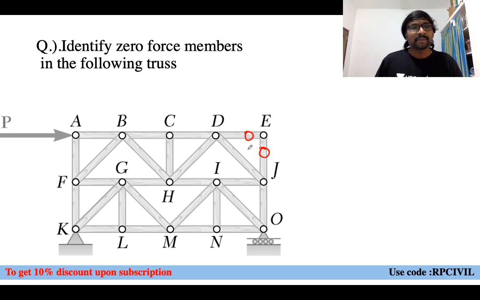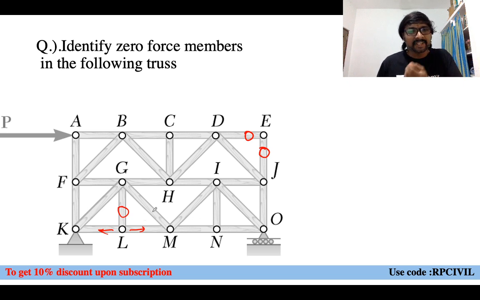Now what else can you consider here? If you consider this joint here, three members are meeting, LK, LG, LM. Among them two are collinear, LK and LM are collinear. Third member is non-collinear. There is nothing to balance, no external load, no support reaction, so force in this member is 0 or not? Which case will it be? Second case. This is the first case, this is the second case. Force in the member LG or GL equals 0.